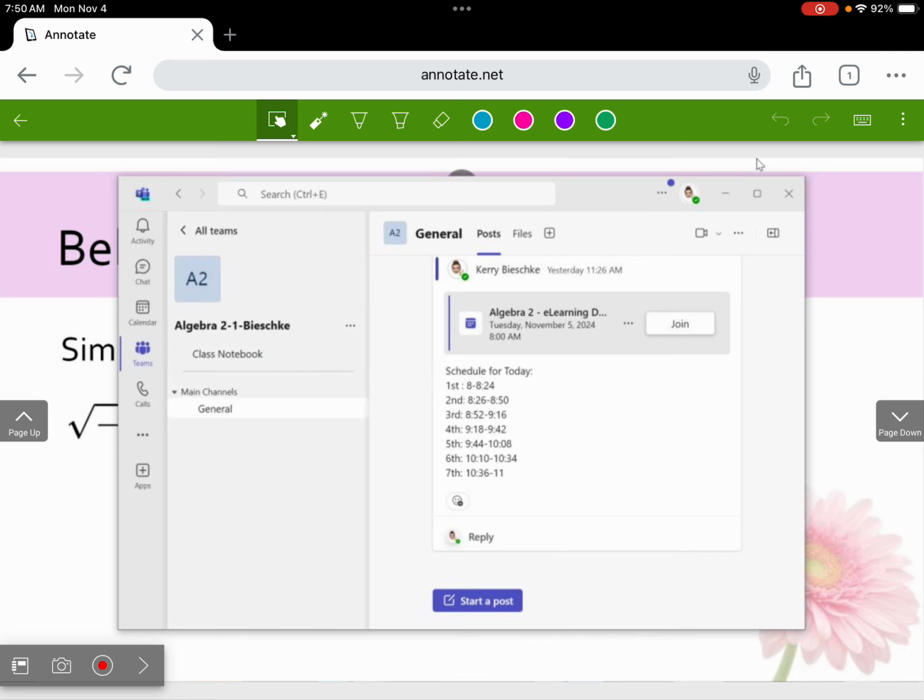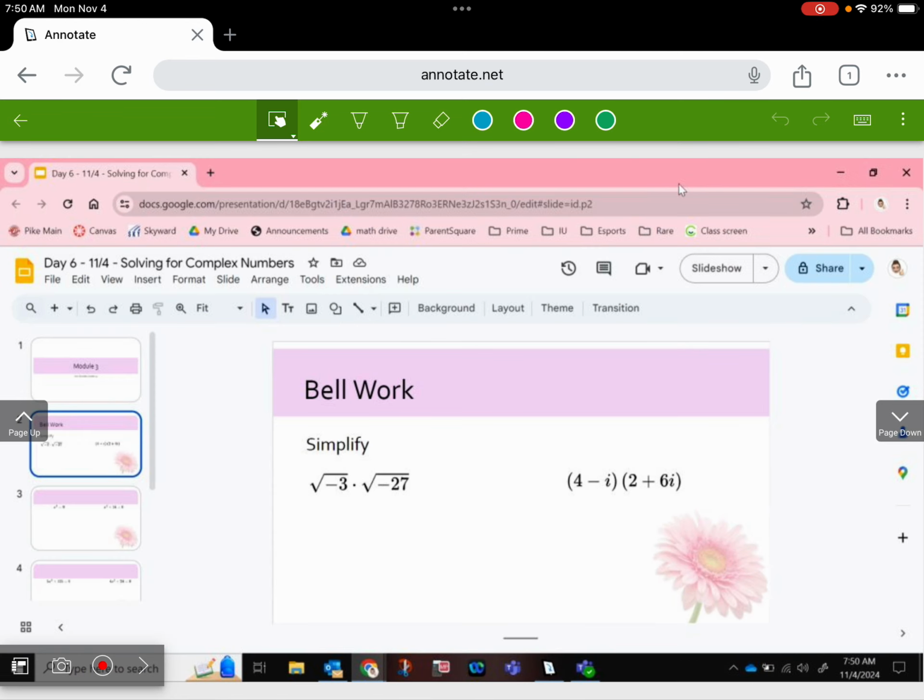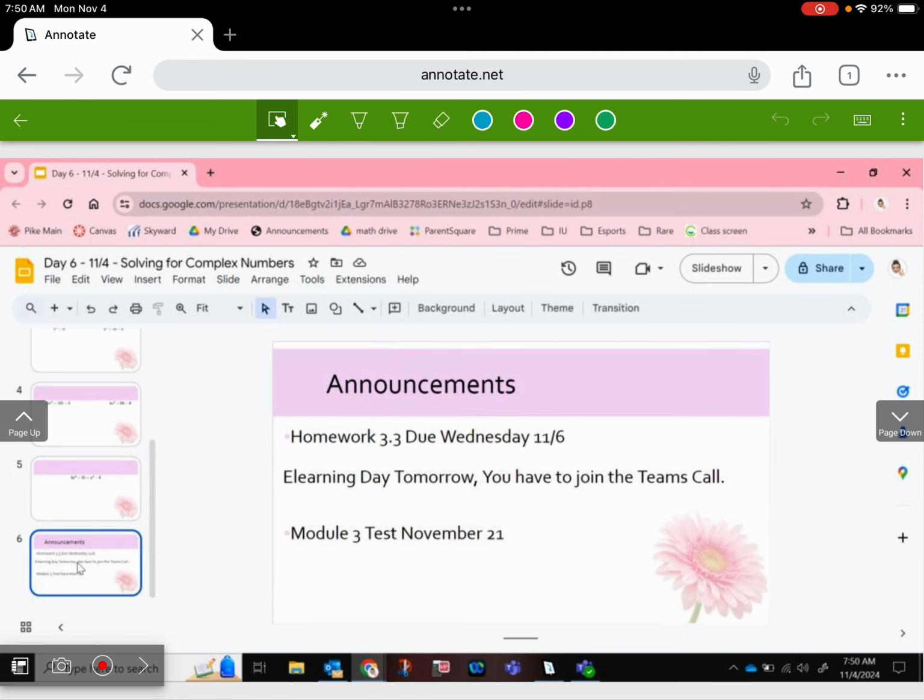Okay? And yes, you do have to actually come to the Teams call. We have to take attendance. That is one of the things they're having us do. So you do have to come all the way into the Teams call. We're gonna review factoring stuff, and then there's an online assignment for tomorrow.